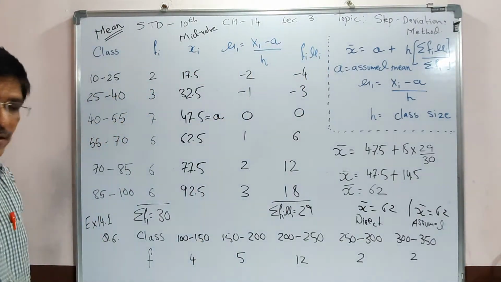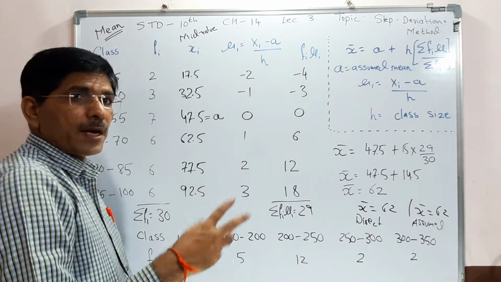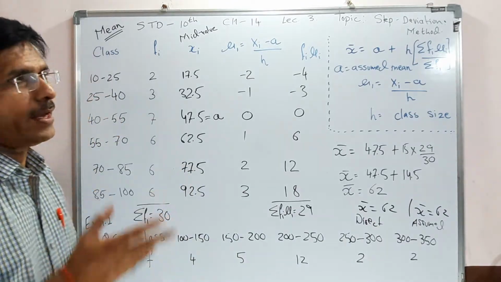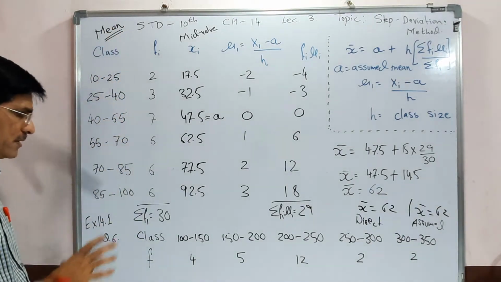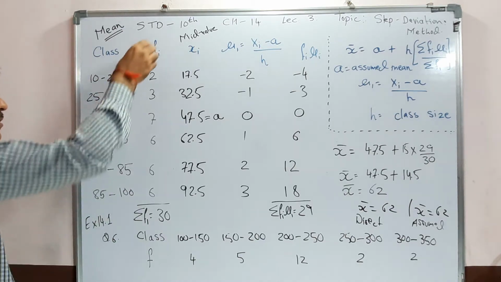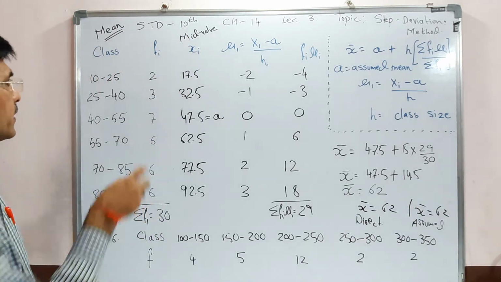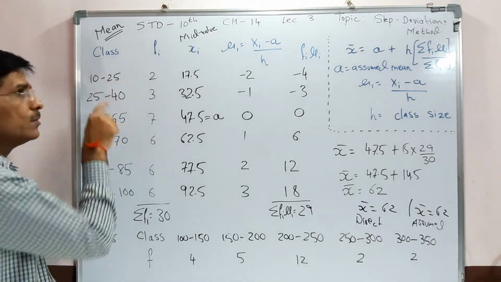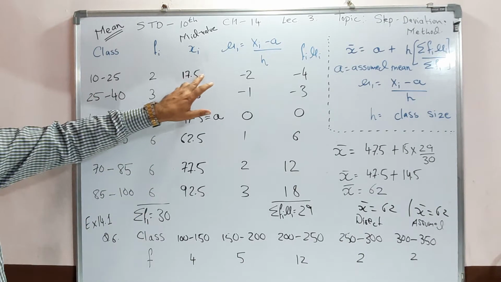In your textbook there is one sum in which we have to do the sum by all three methods, that is direct, assumed mean, and step deviation. If you see properly, it is easy. The class and frequency are given, and we find xi. How can we find xi? Again, upper limit plus lower limit divided by 2. 10 plus 25 divided by 2, that is 17.5.